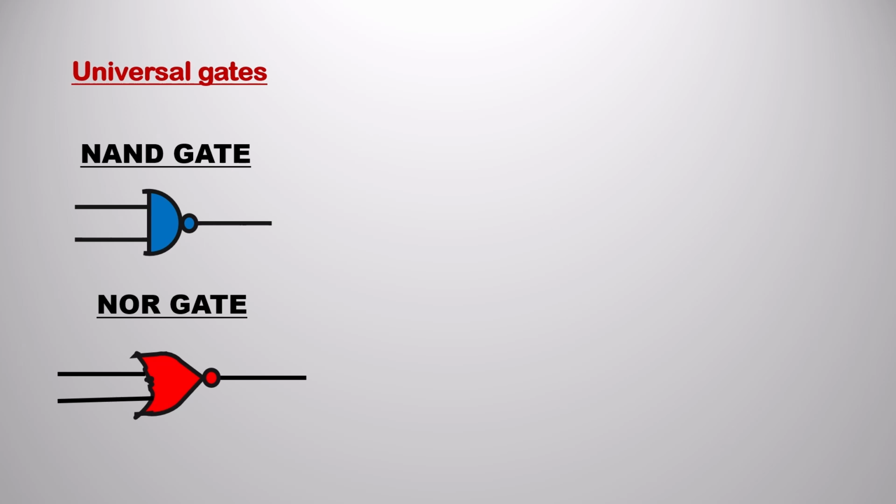There are 2 universal gates. The first one is the NAND gate and the second one is the NOR gate. In this video we are going to see only the NAND gate implementation. The NOR gate implementation will be seen in the upcoming videos.